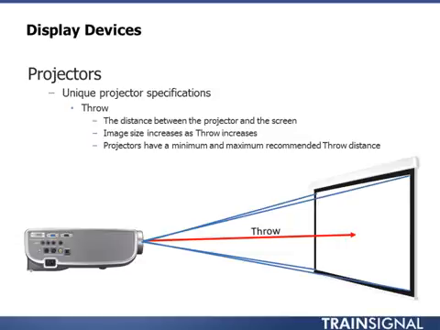Projectors have minimum and maximum recommended throw distances, okay, and this has to do with how close you can put the projector to the screen and how far away you could move the projector from the screen and still have an acceptable viewable image. Now, I will tell you that there is another type of projection technology that's not necessarily the way you're seeing it here. This is an example, like in the classroom, where you have a projector shooting the image out onto a screen and then everyone can see the screen.